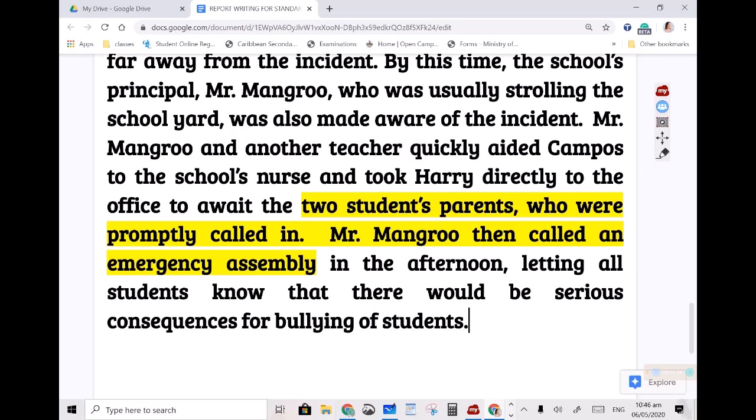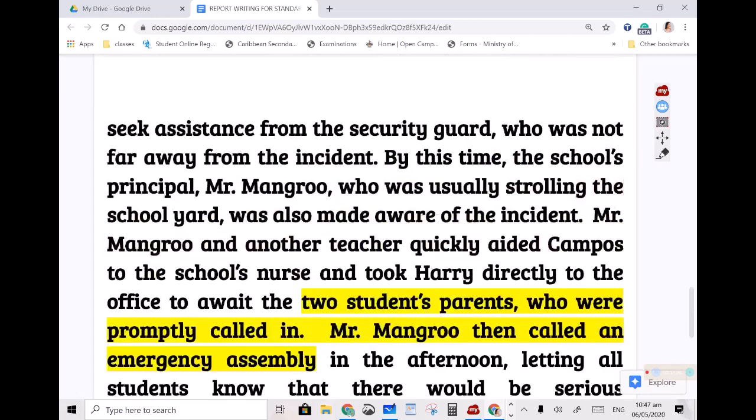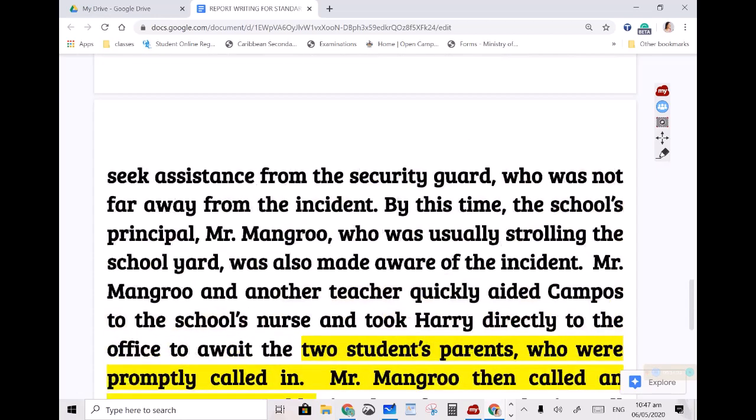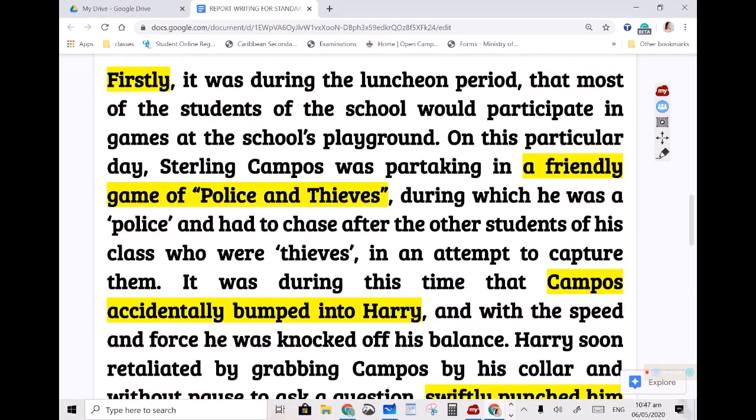And then the important aspect is the outcome. The two students' parents were promptly called in, and Mr. Mangru then called an emergency assembly. So this is a standard conclusion. Now we're going to look back from the top.